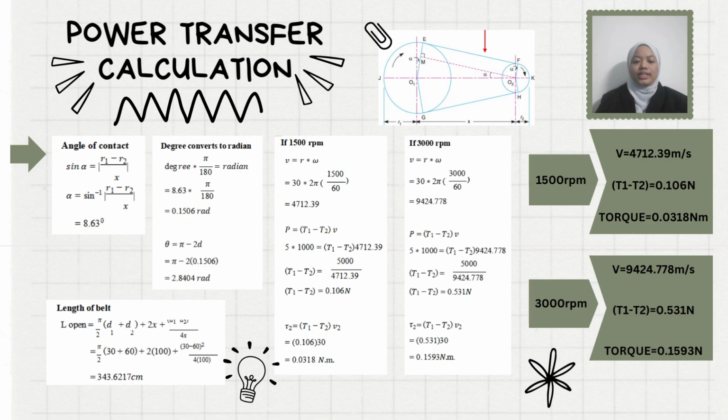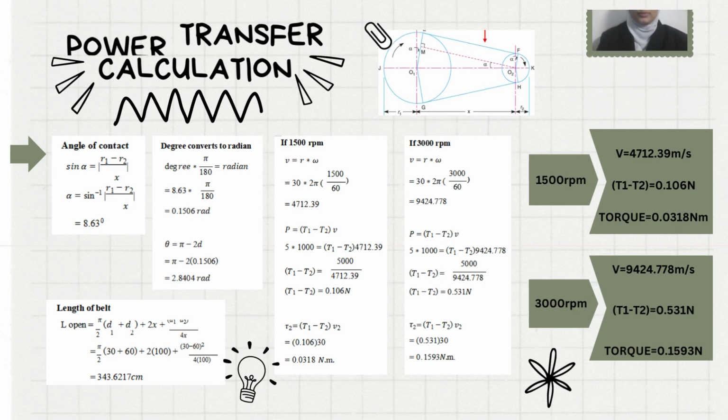Next, we have to find the angle of contact. From that, we can get the theta value. In this experiment, we use 2 revolutions, which are 1500 and 3000 RPM. All the data that we get from the calculation have been shown, which is the velocity, the value of T1 minus T2, and also the torque.